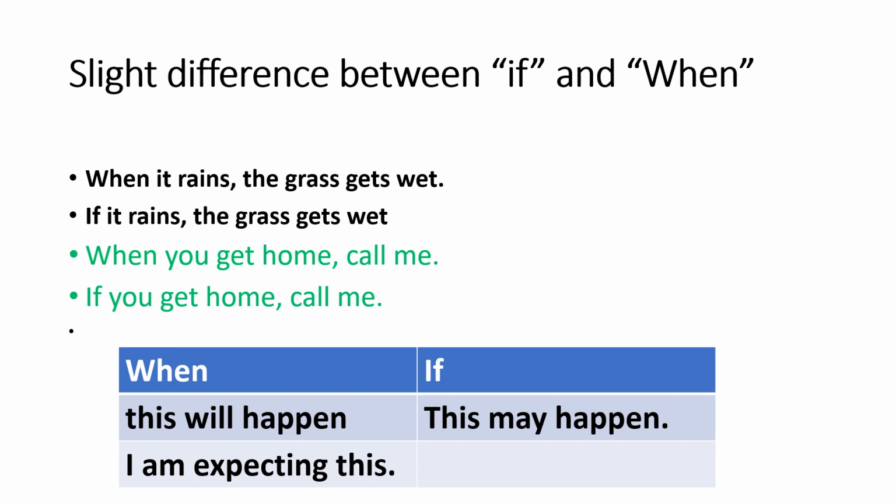For example, when you get home, call me. In this situation, I'm expecting that you will get home. Of course, you are going home. We had dinner together and now you're leaving. You're going home. But if I say, if you get home, call me, I'm not sure that you will get home. You may go home or you might go somewhere else.